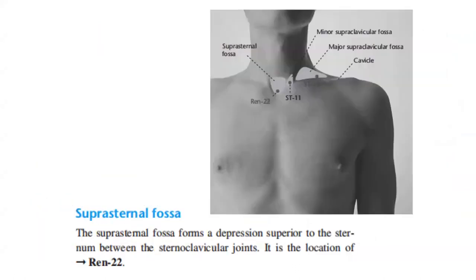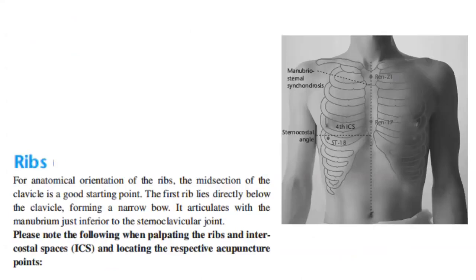The suprasternal fossa forms a depression superior to the sternum between the sternoclavicular joints. It is the location of REN 22.